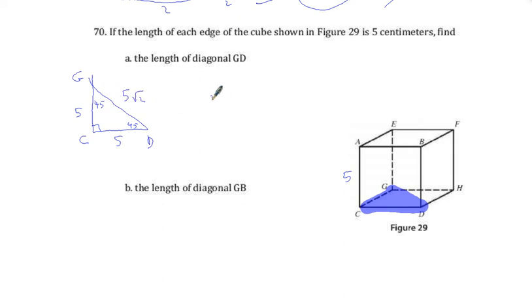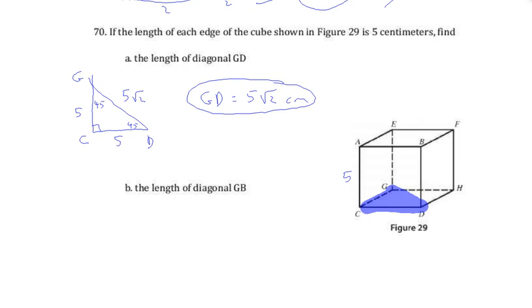Now, of course, centimeters is our units, so the diagonal GD equals 5 square roots of 2 centimeters. That's the exact length for the diagonal GD.